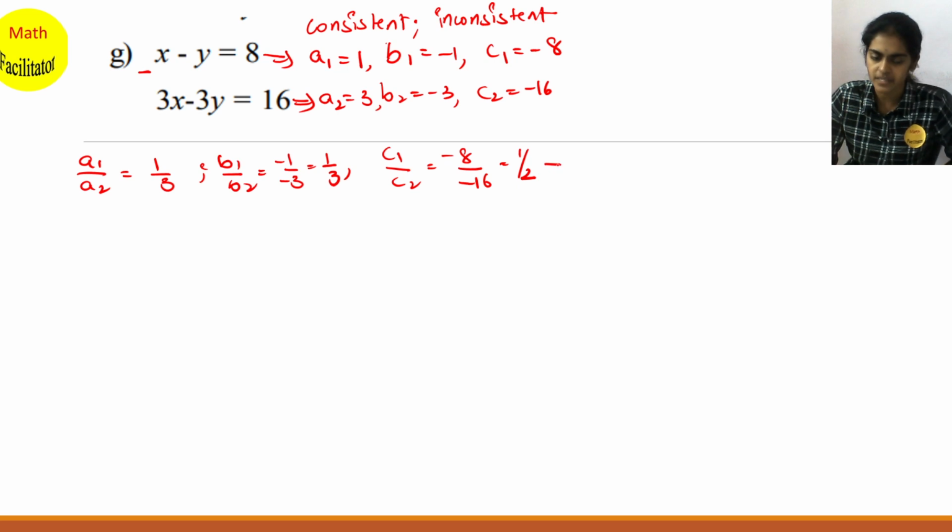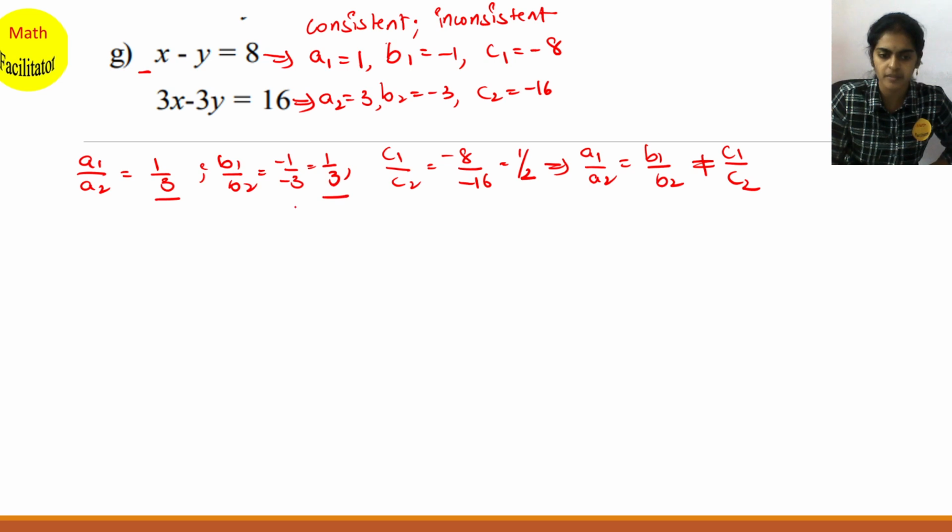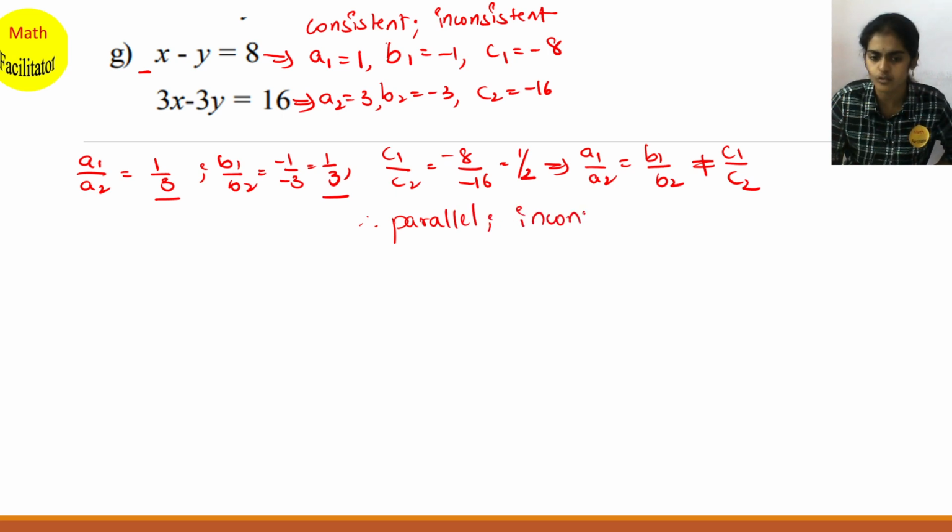So clearly from here I can see A1 by A2 is equal to B1 by B2. These two ratios are equal, but it is not equal to the third ratio C1 by C2. A1 by A2 is 1 by 3, B1 by B2 is also 1 by 3, but it is not equal to C1 by C2. So when only two ratios are equal, these are parallel lines. Therefore, the lines are parallel. And parallel lines, we know that they are inconsistent. Parallel lines have no solution, isn't it? So no solution means they are an inconsistent pair of linear equations.